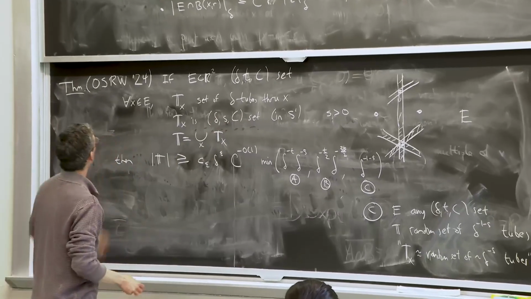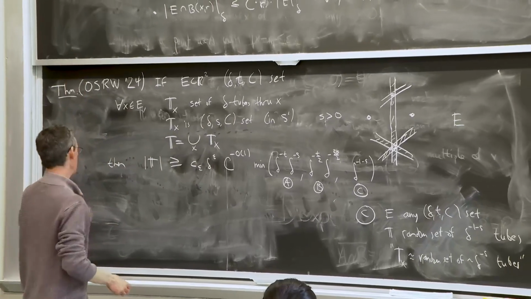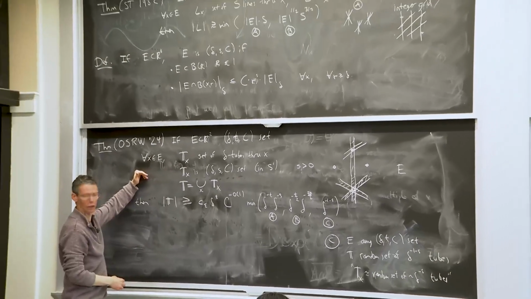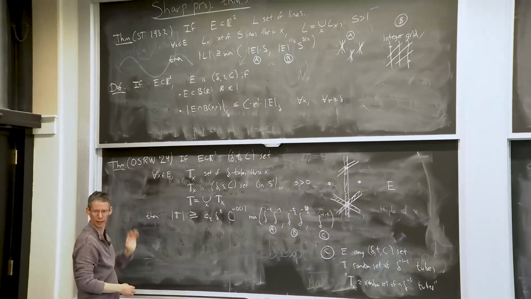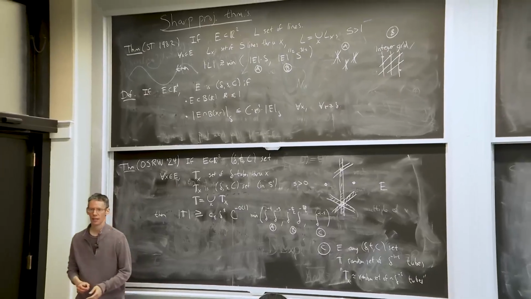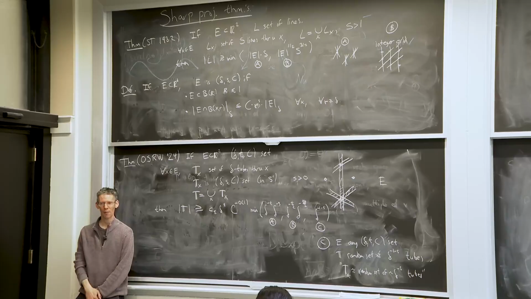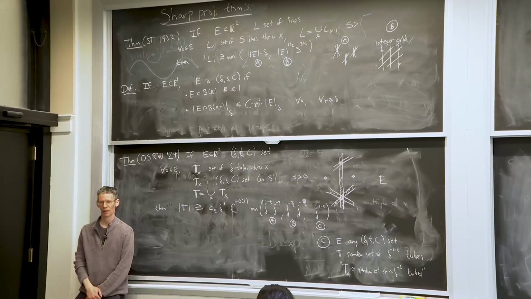OK, so that's the statement of Szemerédi-Trotter and the parallel statement of this is the Furstenberg set conjecture, proven just recently. So let's pause there to digest and see if there are questions or comments about the statement of this theorem.